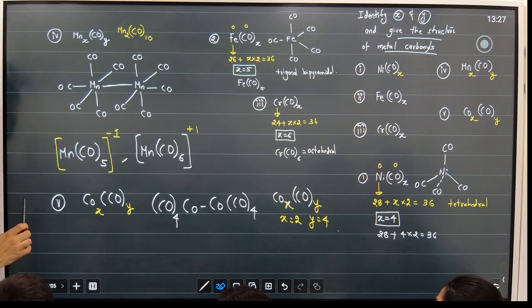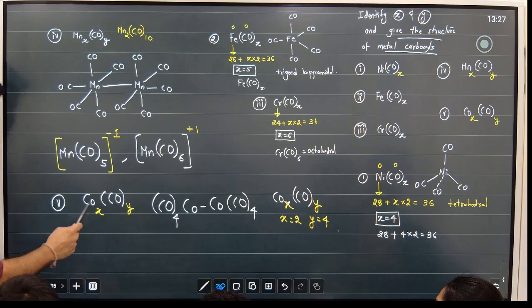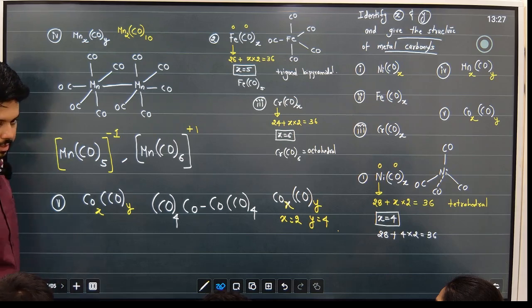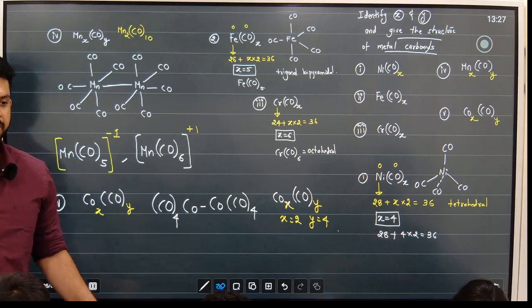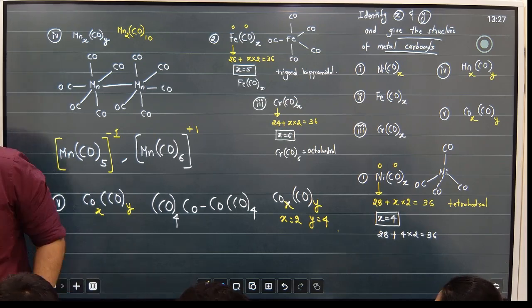For homework, I want you to try these combinations where you make a cationic or an anionic complex of carbonyl. Did you people get that? Quickly copy this for me.